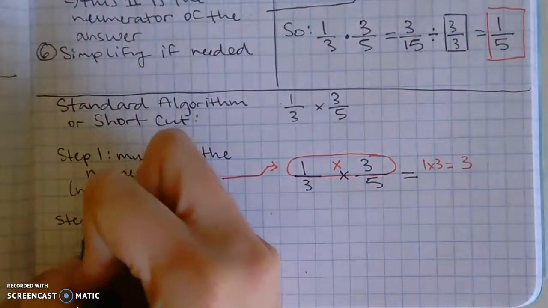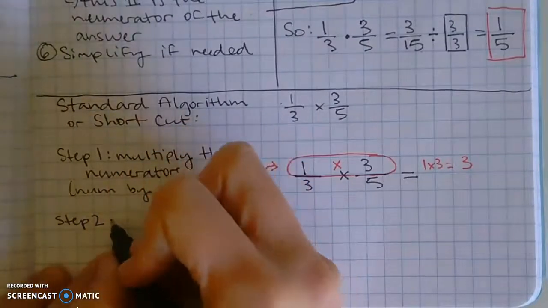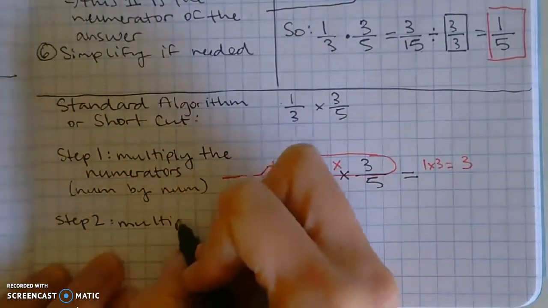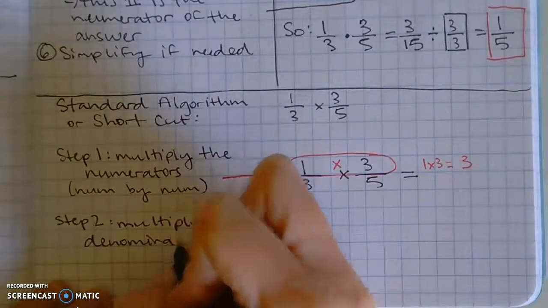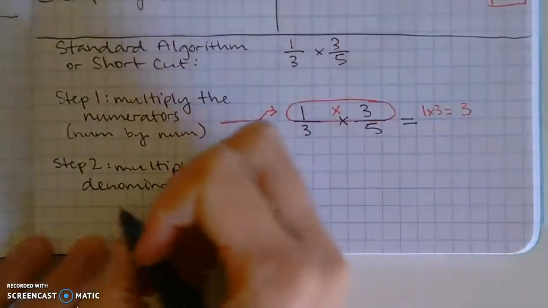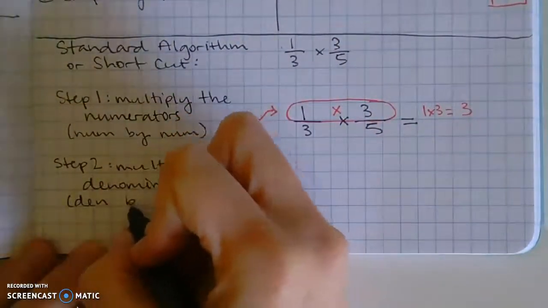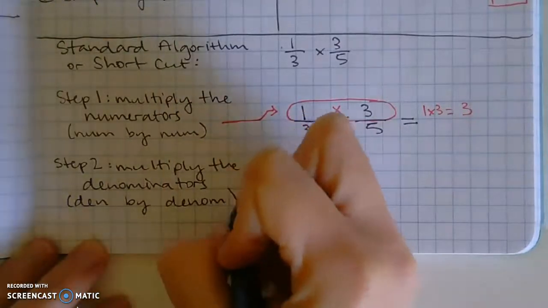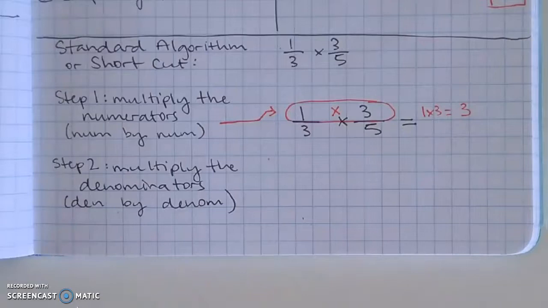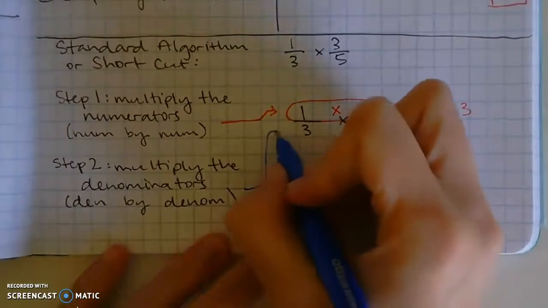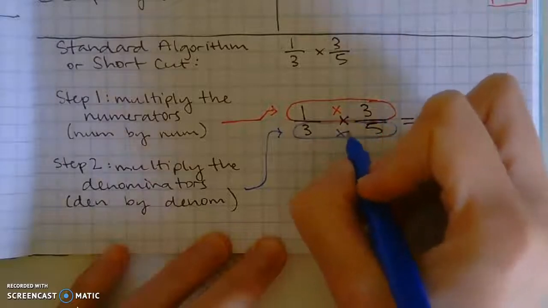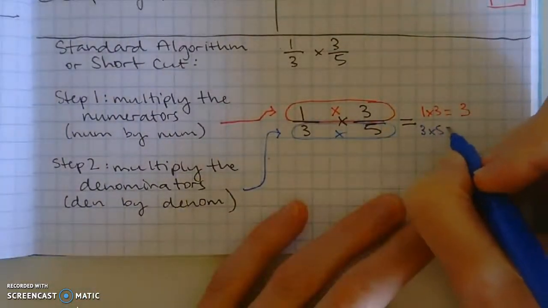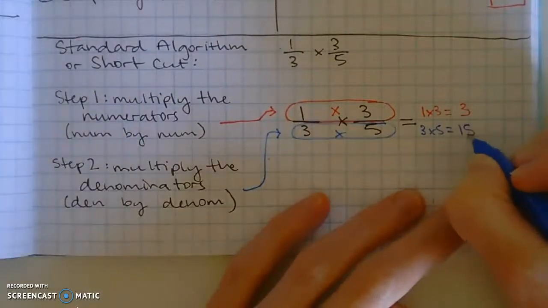Step 2, I'm going to multiply the denominators, denominator by denominator. Let's do blue here. So now I'm going to circle my denominators, and I'm going to do 3 times 5, and that's going to get me to 15.